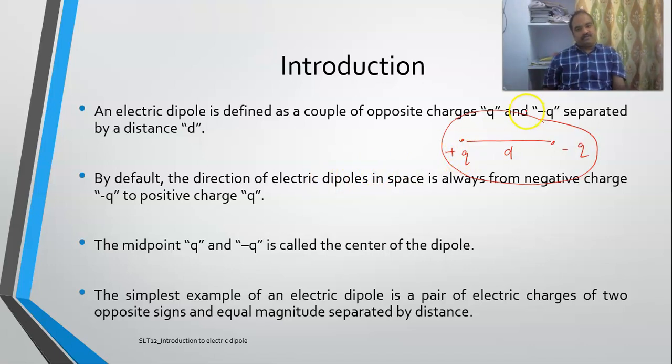Normally the direction of the electric dipole will be from the negative charge to the positive charge, and the midpoint between these two is called the center of the dipole. The simplest example of where to find electric dipoles is an atom. An atom is normally considered to be an electric dipole under certain circumstances, which we call an atomic dipole, that we will show you.